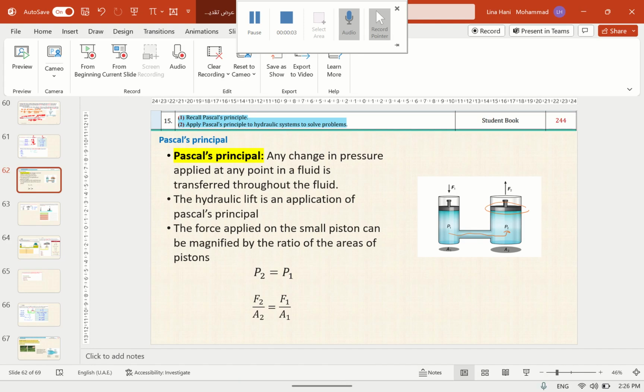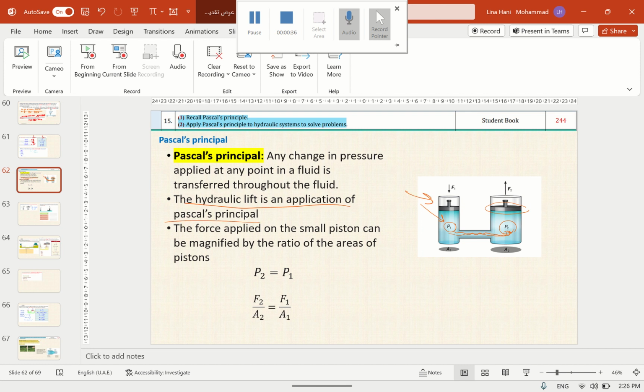Question 15. Recall Pascal's principle and apply Pascal's principle to hydraulic systems to solve problems. Pascal's principle states that any change in pressure applied at any point in a fluid is transferred throughout the fluid undiminished. The hydraulic lift is an application of Pascal's principle.